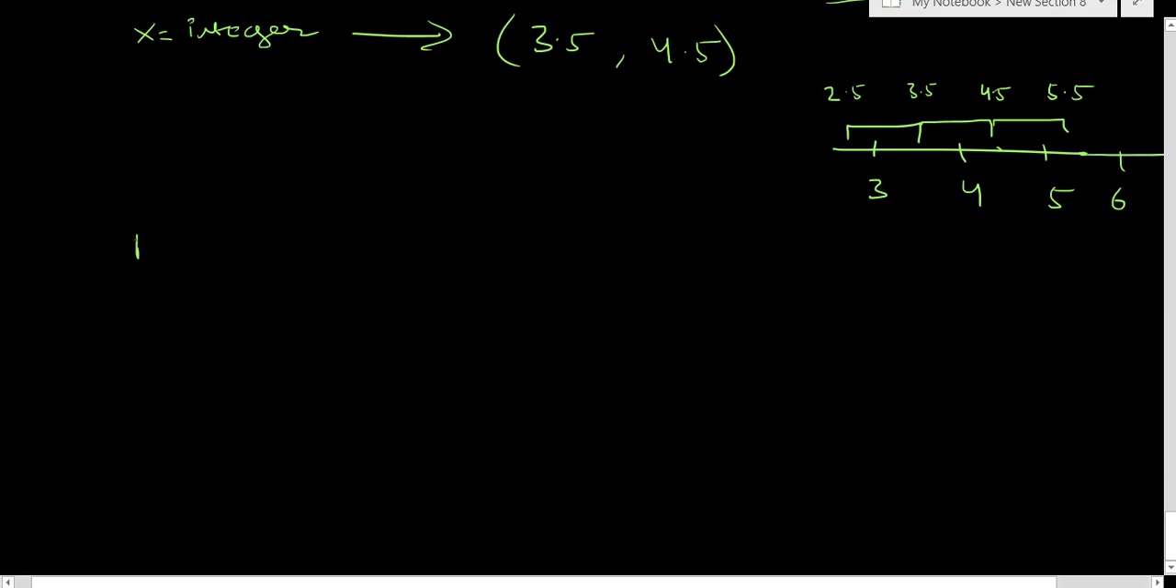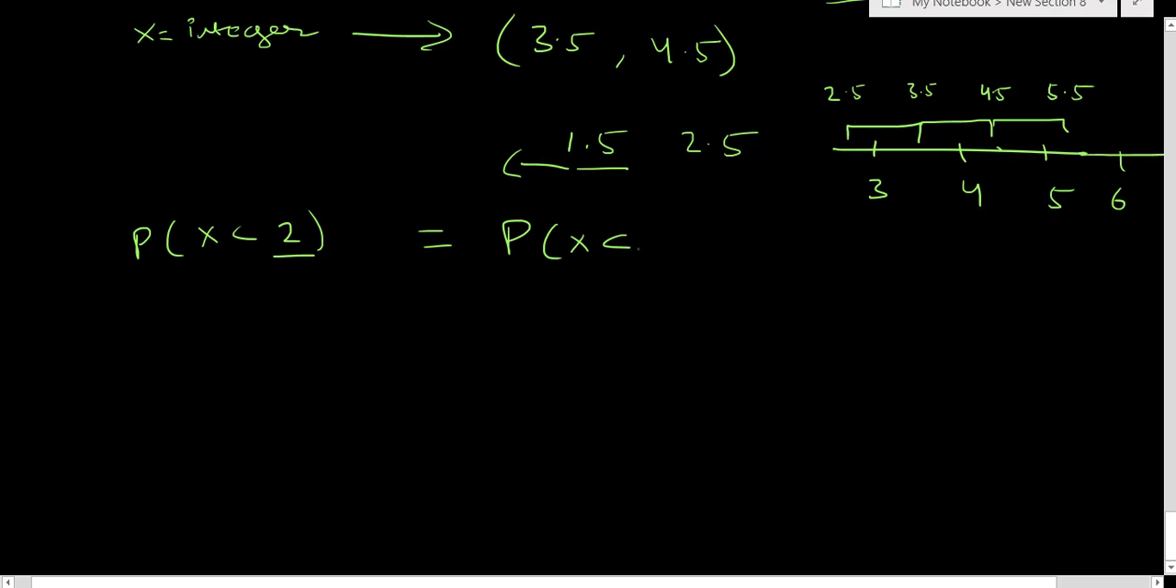So for example, if I have got a probability that x is less than 2, this needs to include all the values that are less than 2, and it does not need to include 2. So 2 extends from 1.5 to 2.5, right? So I just need to get all the values before this 1.5. So this would be the same, if I do a continuity correction, as the probability that x is less than 1.5, and that is how I get it, because I had to exclude 2.